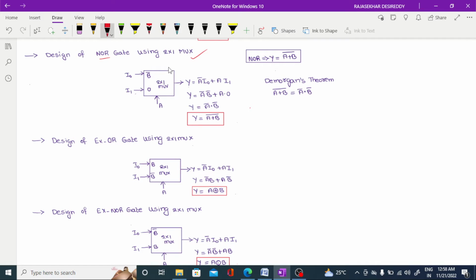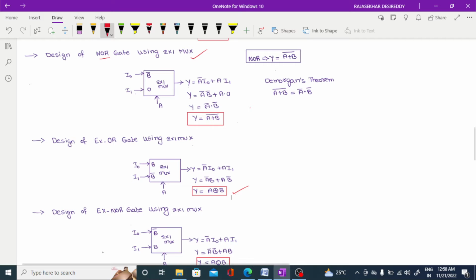So you can observe what is going on here. For the XOR gate, if I want to design, at I0 I am giving B and at I1 I am giving B bar. Now substitute the formula and you can easily get this one. I0 value is B, I1 value is B bar. So A bar into B plus A into B bar, which is nothing but A exclusive OR B, the direct formula.